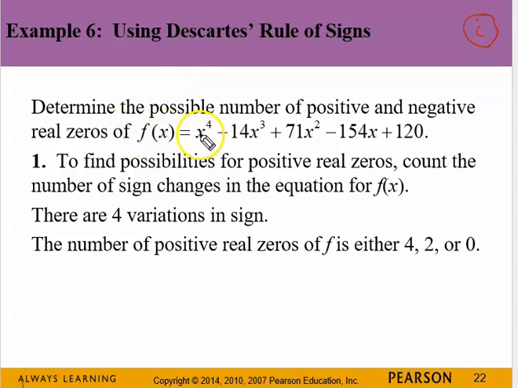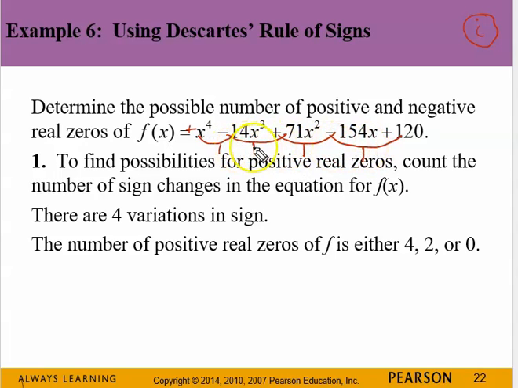And here is our expression, our function. So here to here, this was positive, this is negative, so there's one sign change. This is negative to positive. This is another sign change. This is positive to negative. This is another sign change. And this is negative to positive, which is another sign change. So how many? Well, we have 4.